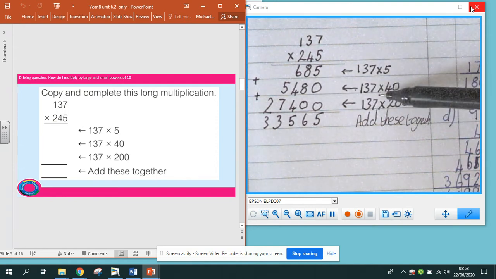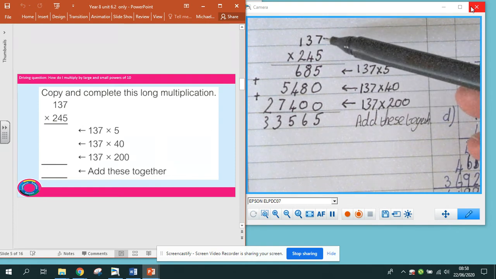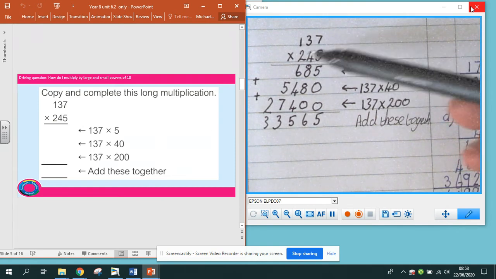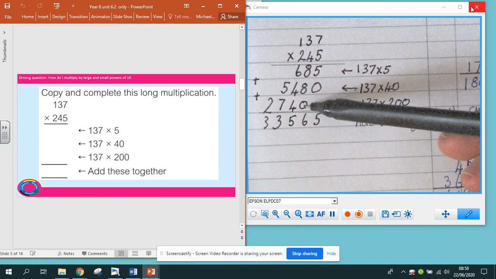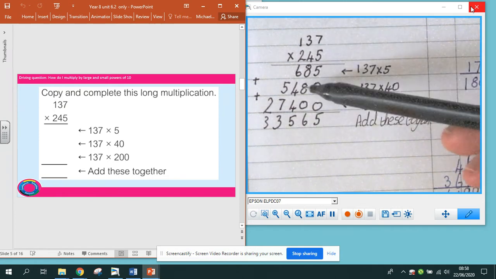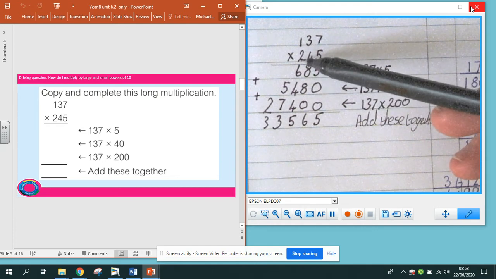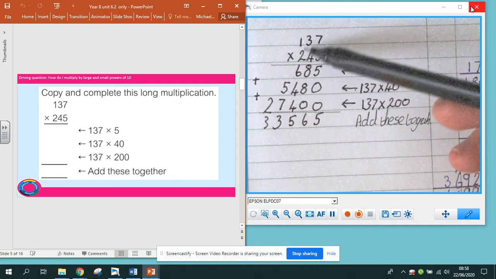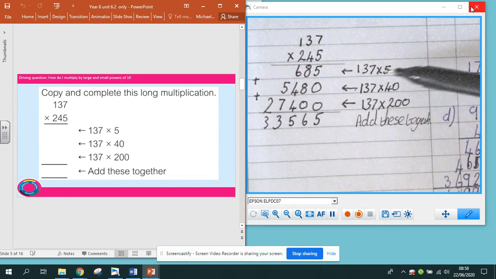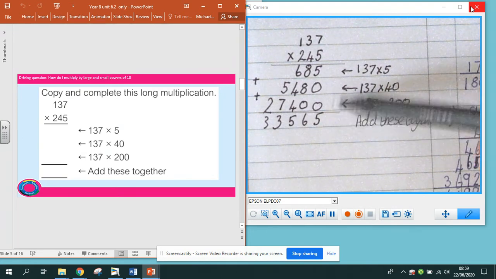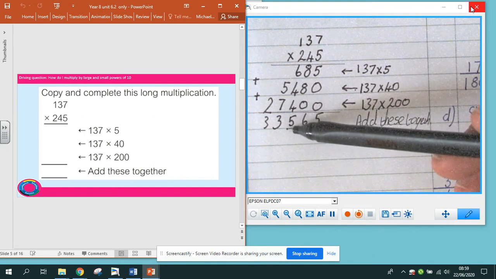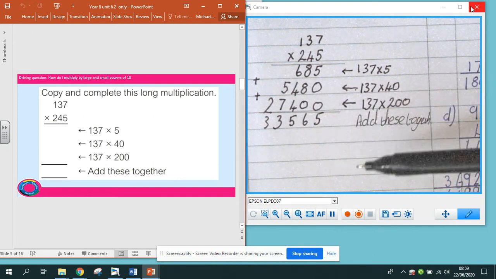In my last line here, I'm going to multiply 137 by this digit, which is 200. To multiply by 200, I put the 0 in the ones column, I put the 0 in the tens column, and then I multiply by 2. Sorry, 2 7s are 14, put down a 4, carry the 1. 2 3s are 6, and 1 is 7. 2 1s are 2, put down the 2. Then I've multiplied by 5, 40, and 200. So I add them all together, which gives me the answer of multiplying by 245. And if I do that, I get 33,565.